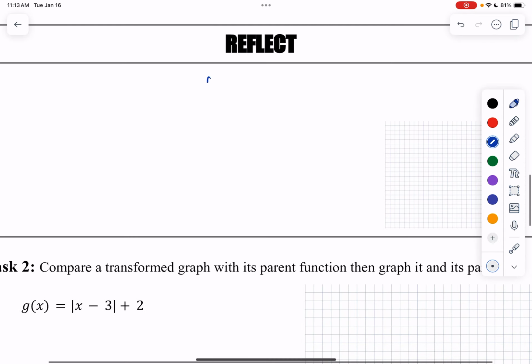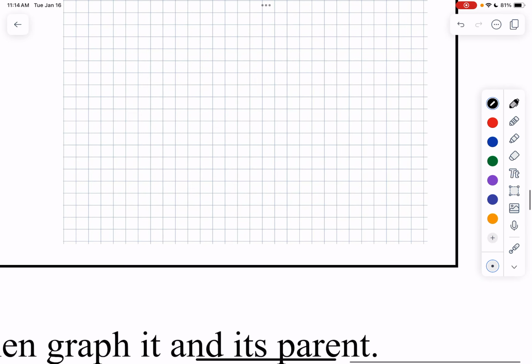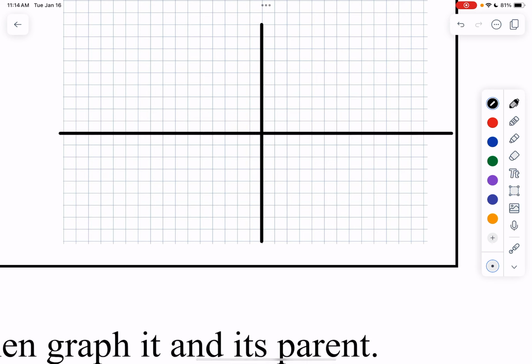So we're going to be reflecting over the x-axis. Basically, it's going to take my parent function. You notice we start by graphing the parent a whole lot. That's just really common and should be pretty commonplace. Graph the parent first because the parent is pretty straightforward to graph. It's just that nice V. 1, 1, negative 1, negative 1.